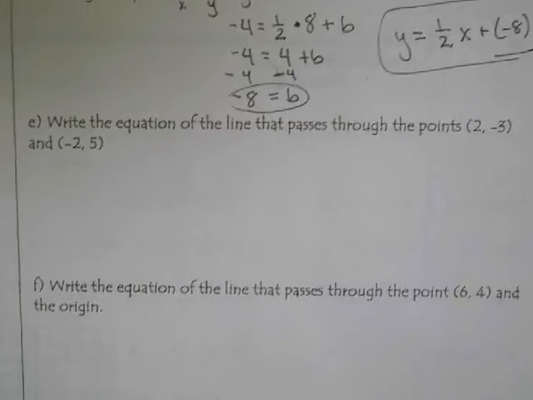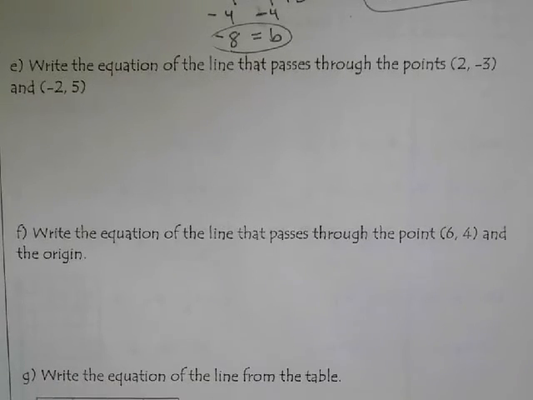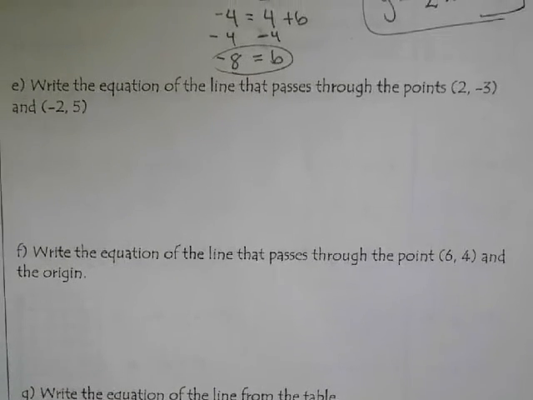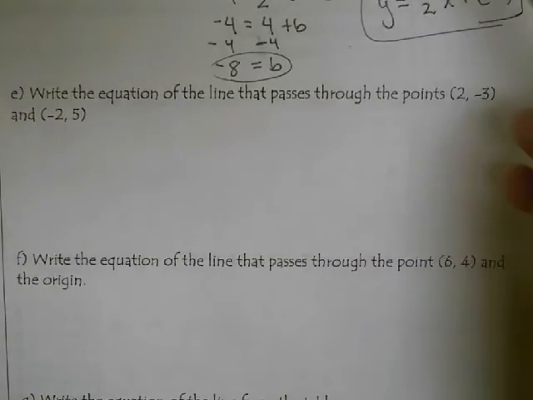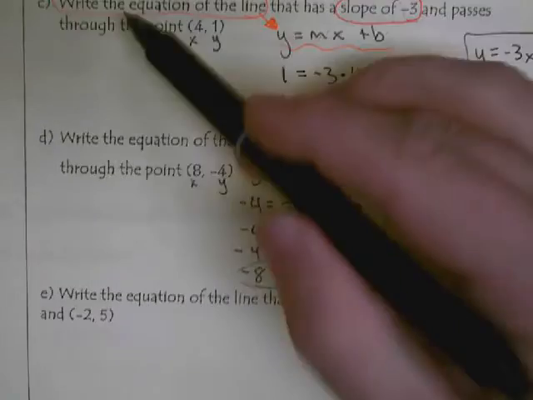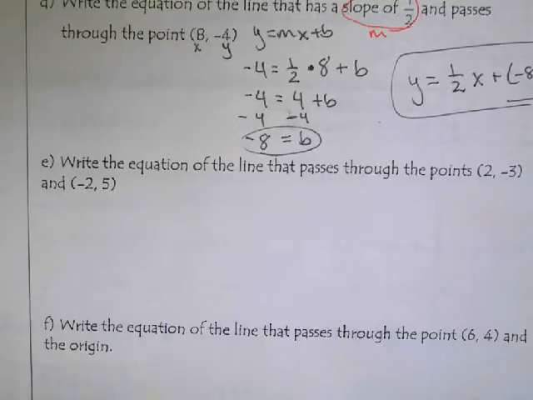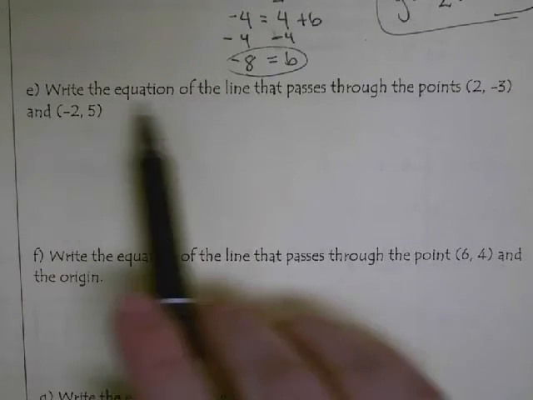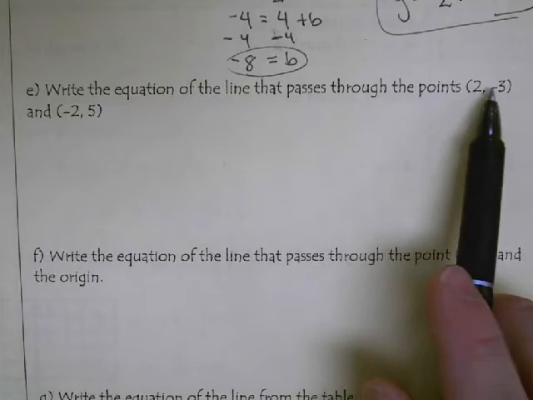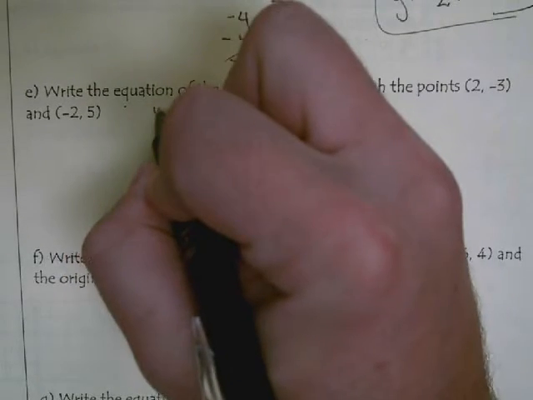Okay, so I have one more example that I want to show you and one more that I want you to try on your own, because now we're going to bring it all together. It's a combination of C and D and what we did two lessons ago when we had to find the slope. Because if I look at E, write the equation of a line that passes through the points 2, -3 and -2, 5. So what am I given, or what am I looking for?